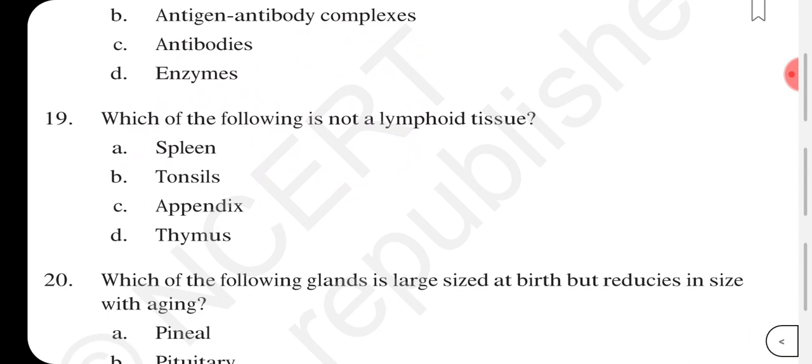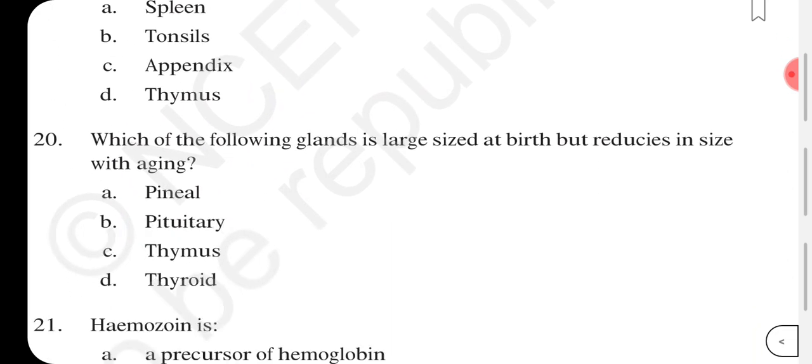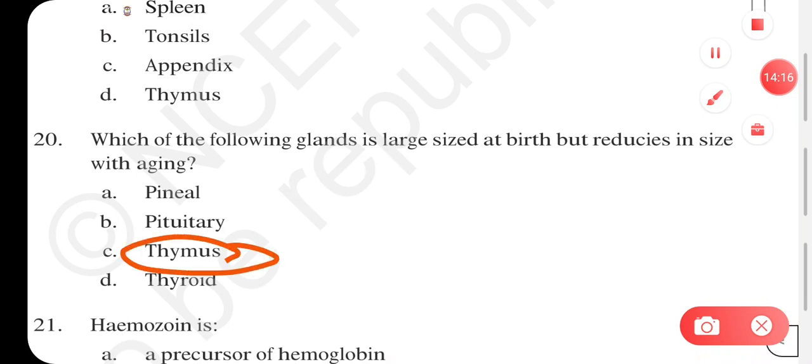Which of the following is not a lymphoid tissue? Spleen, tonsil, appendix, or thymus? Here appendix, it is not a lymphoid tissue. Okay, spleen is a lymphoid tissue, tonsil is a lymphoid tissue, thymus is also a lymphoid tissue, but appendix is not a lymphoid tissue. Which of the following glands is large sized at birth but reduces in size with aging? Yes, answer will be thymus. Thymus is that gland which is large in size at the time of birth, but it keeps on reducing in size with age. Okay, now moving on to the next one.